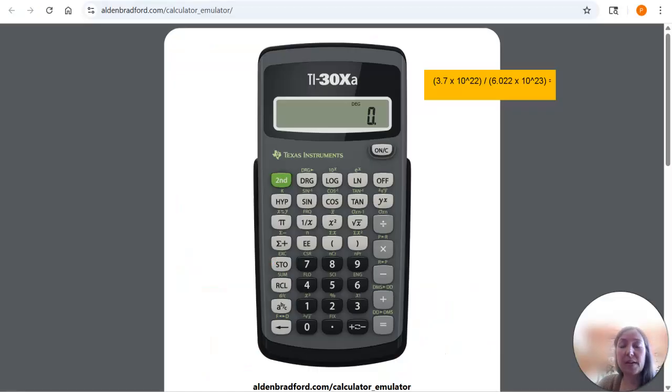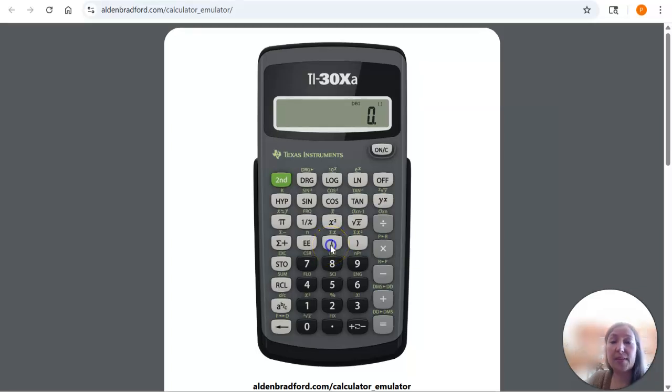Okay, so here is our example calculator. Let's see if we can show this same calculation. So we need 3.7 times 10 to the 22nd on the numerator and 6.022 times 10 to the 23rd on our denominator. Okay, so how do we make that happen? I said most students like to start with a parentheses in their numerator even. So let's do 3.7 times, and I'm going to do 10 raised to the power. That's just what I like to do.